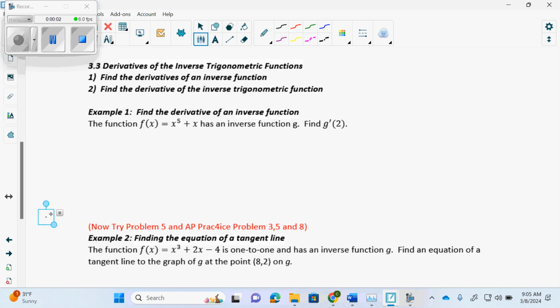So here it has the function f of x equals x to the 5 plus x, has an inverse function g. So let's ignore anything else after this. What does inverse mean? X's and y's are switched. So x becomes y and y becomes x. Do you agree? So we have x equals y to the 5 plus y.